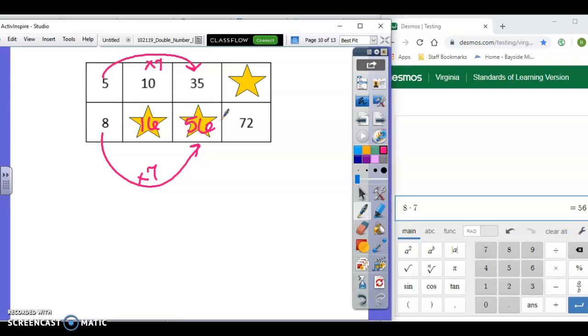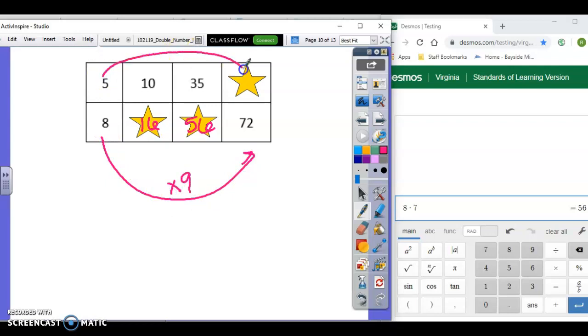So last star. The missing value corresponds with the 72. So 56 to 72, oh, I'm not sure. 16 to 72, once again, I'm not sure. I could check it with the calculator. I know that 8 times 9 gives you 72. So I'm going to come up here and multiply 5 times 9. And I know that 5 times 9 is 45.